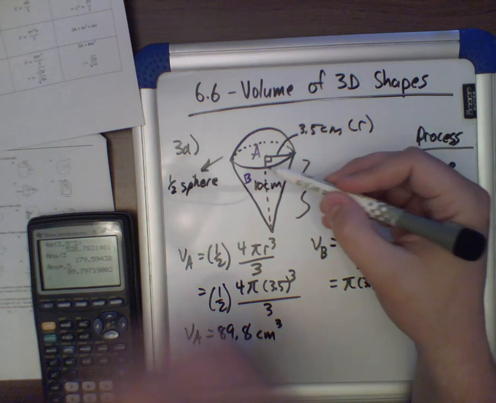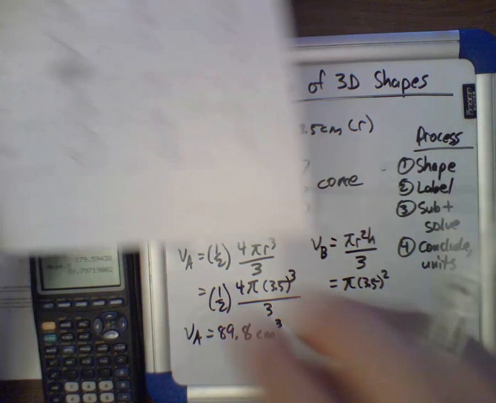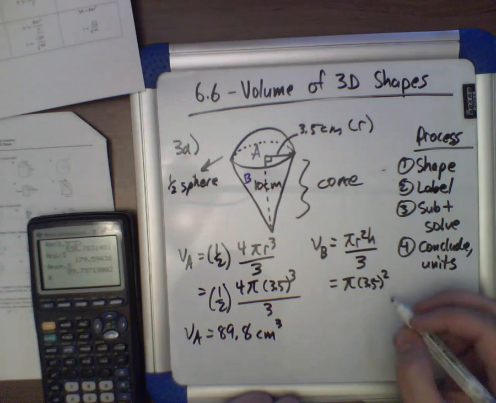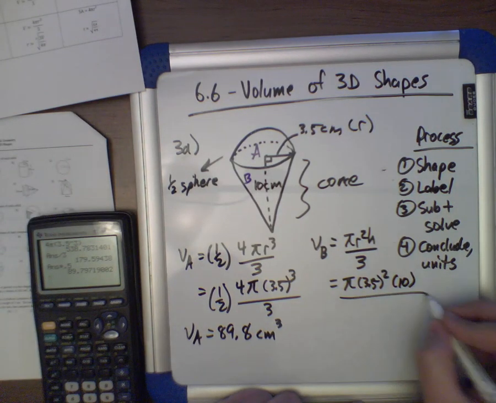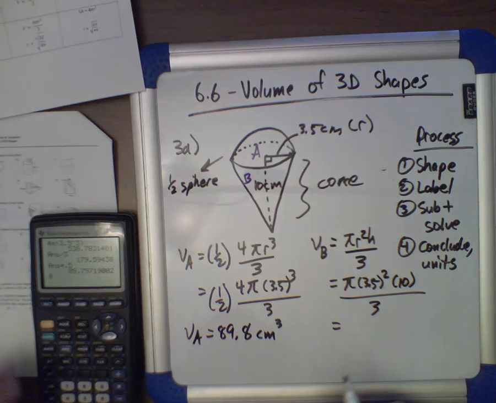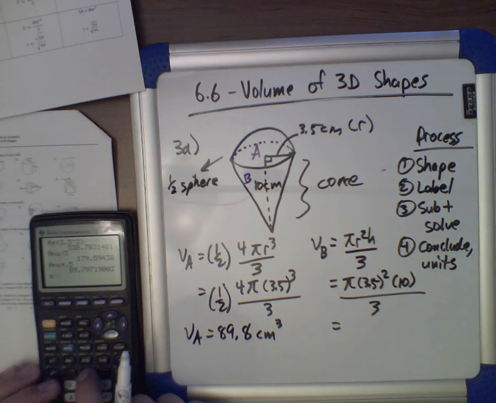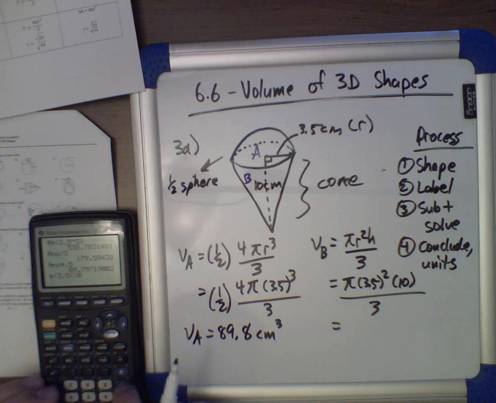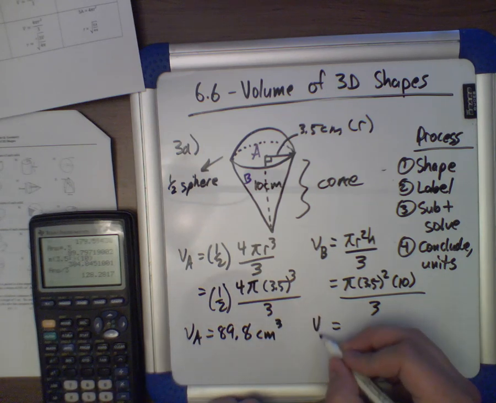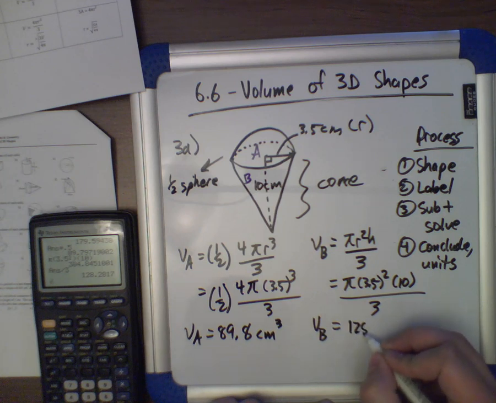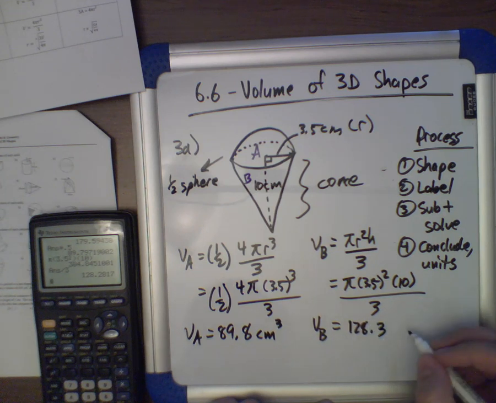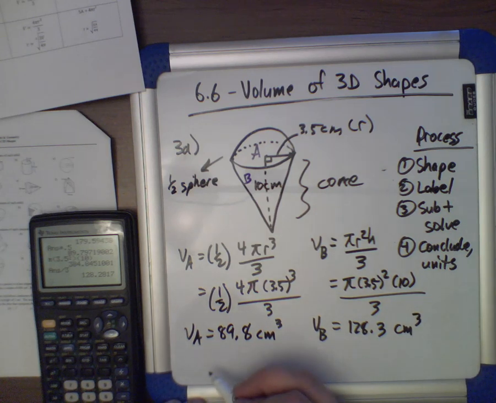Do I know the height? Yes, height is this number here. You can also see it labeled on our sheet here. So height is 10 divided by 3. So plug that into my calculator. Pi times 3.5 squared times 10 divided by 3. Volume of B is 128.3 centimeters cubed.